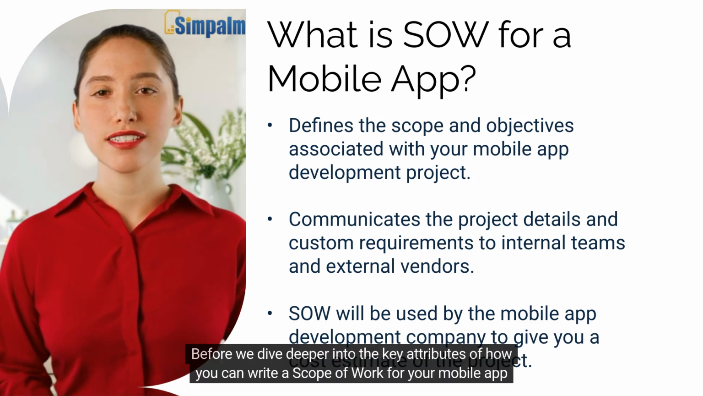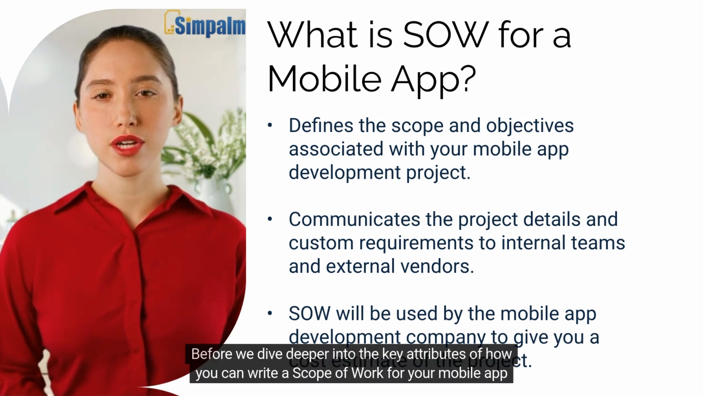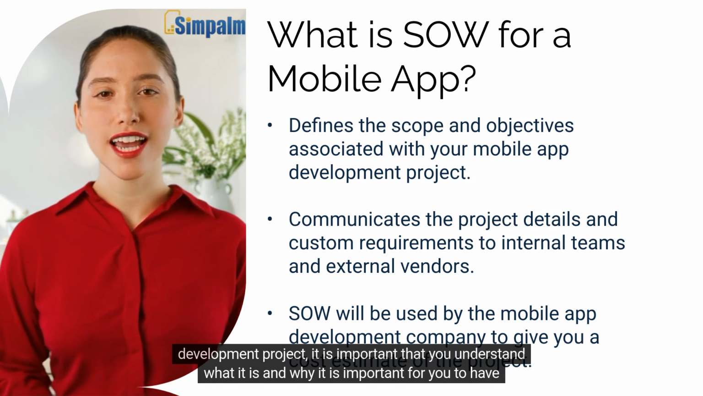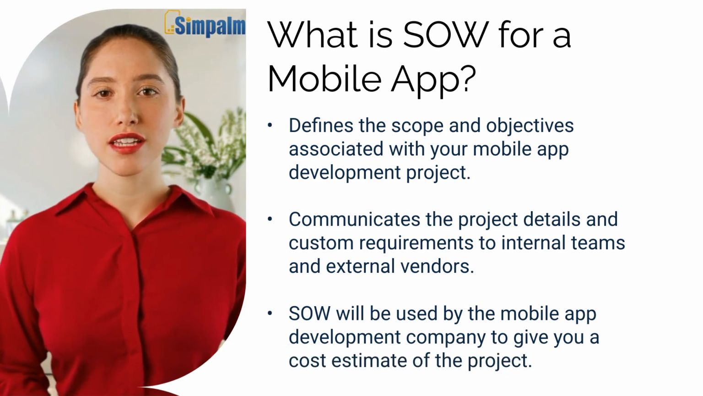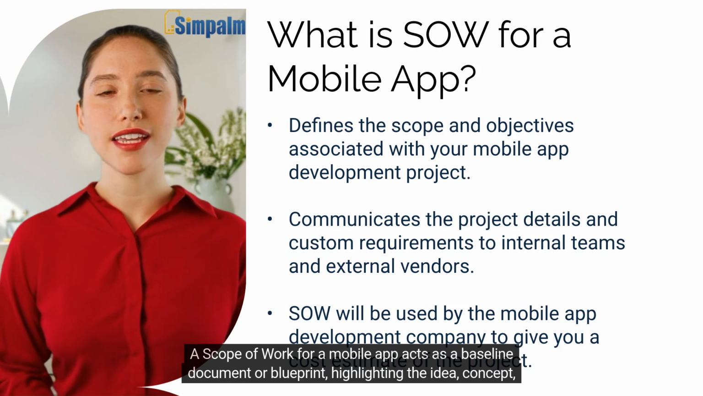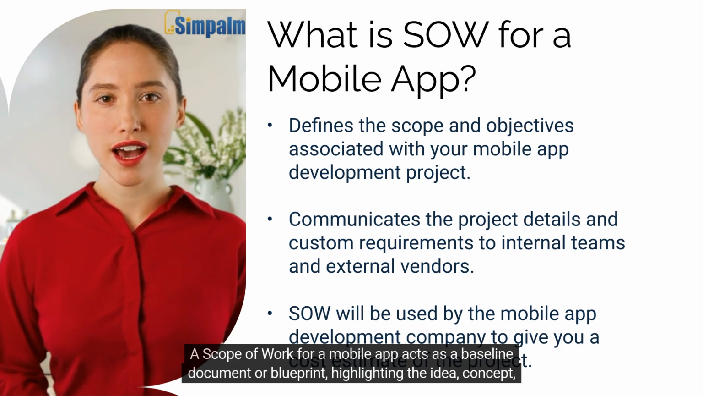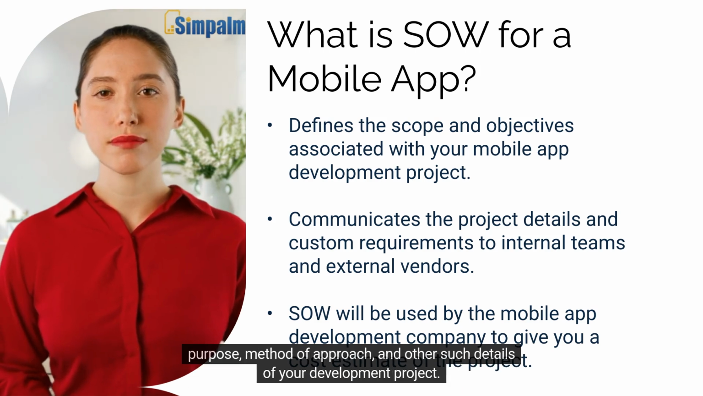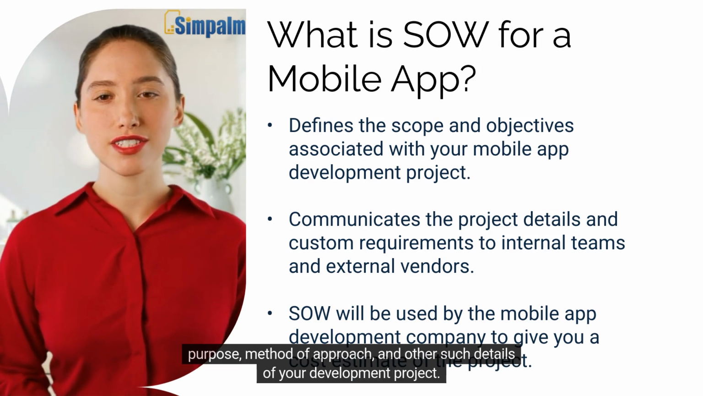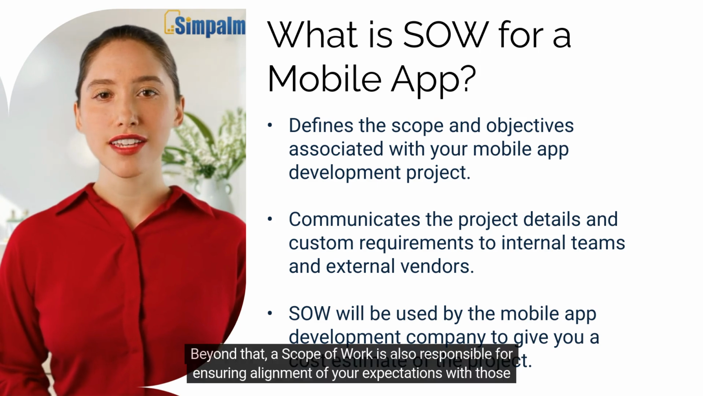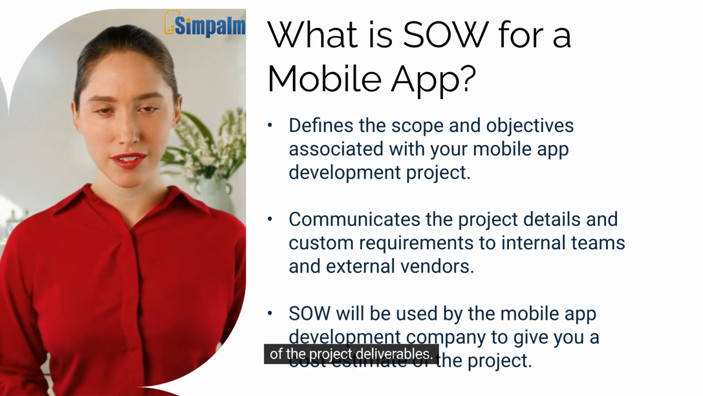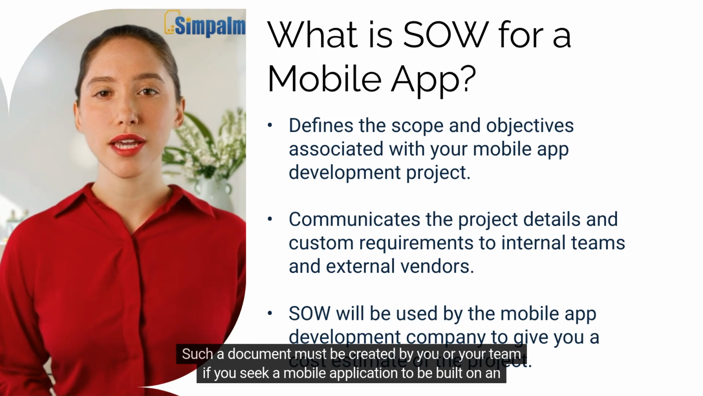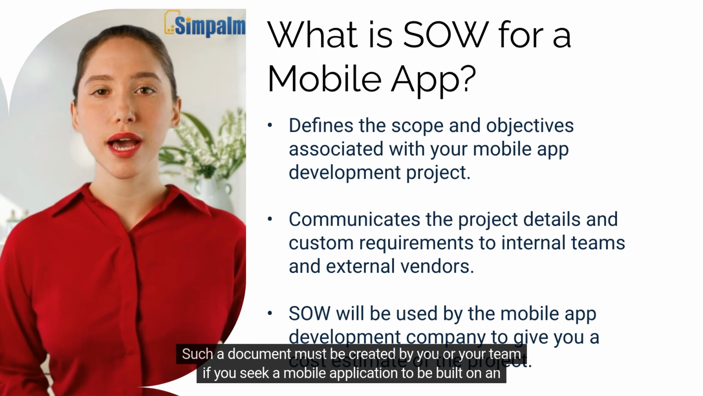Before we dive deeper into the key attributes of how you can write a scope of work for your mobile app development project, it is important that you understand what it is and why it is important for you to have one. A scope of work for a mobile app acts as a baseline document or blueprint, highlighting the idea, concept, purpose, method of approach, and other such details of your development project. Beyond that, a scope of work is also responsible for ensuring alignment of your expectations with those of the project deliverables.